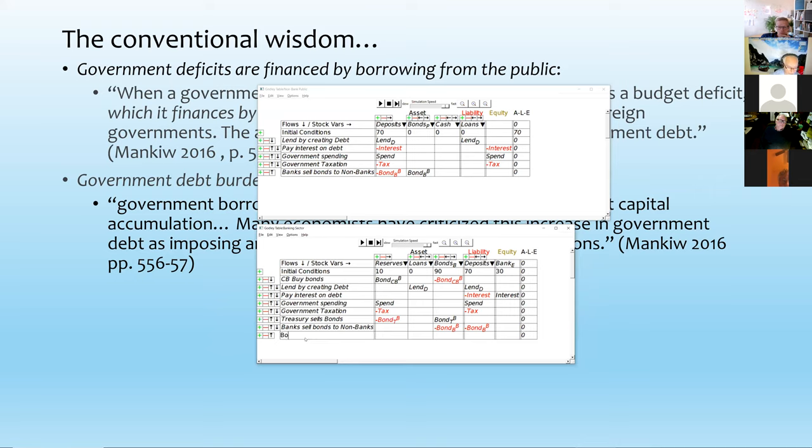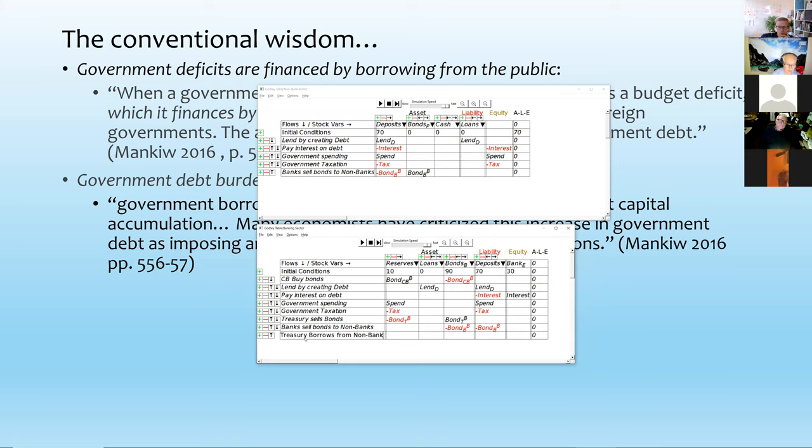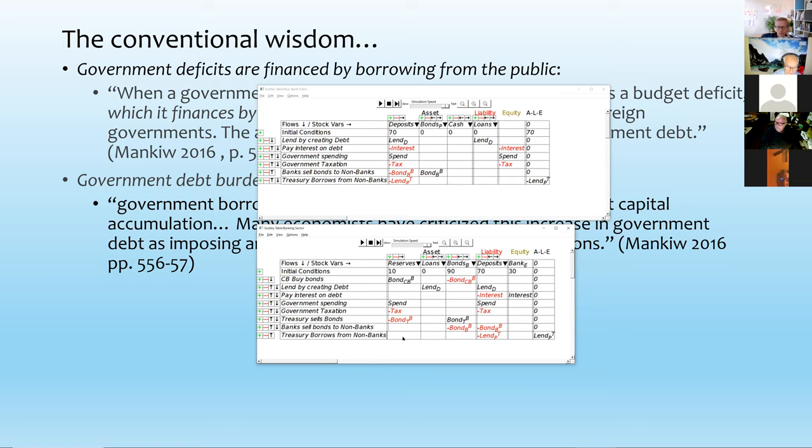What the textbook says, Treasury borrows from non-banks. That's what they think is financing it. So in that case, what that would be is you would have a loan from the public to the Treasury. How do you show that? Well, the only way I can show that is reserves fall. Otherwise, this doesn't balance. So that's correct, but that's actually reducing the reserves of the banking sector.